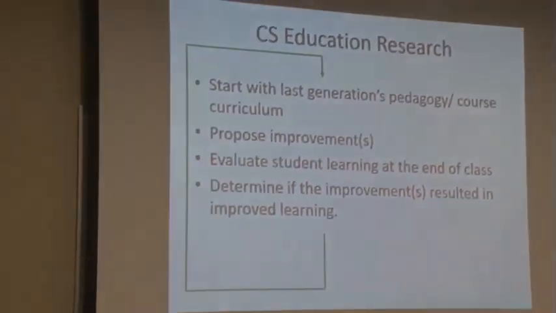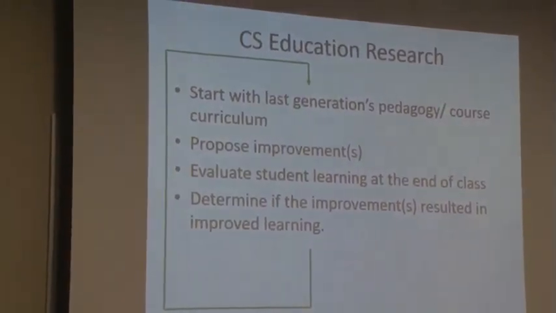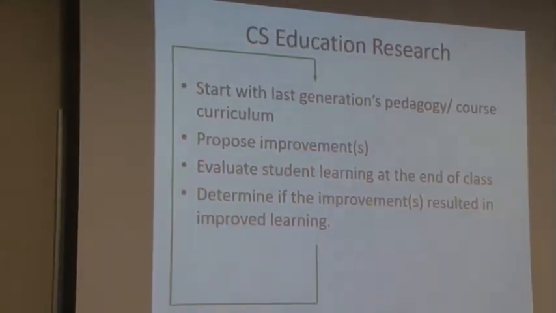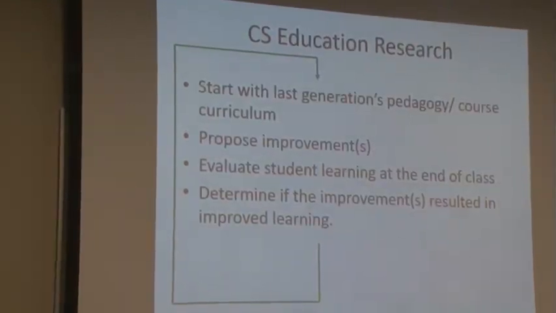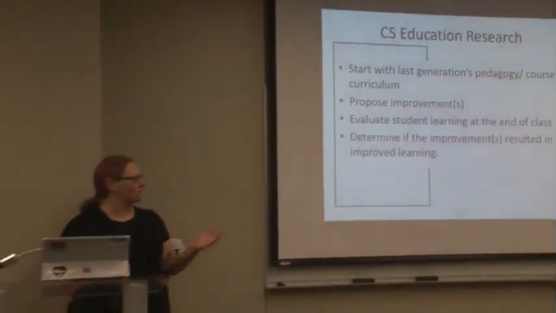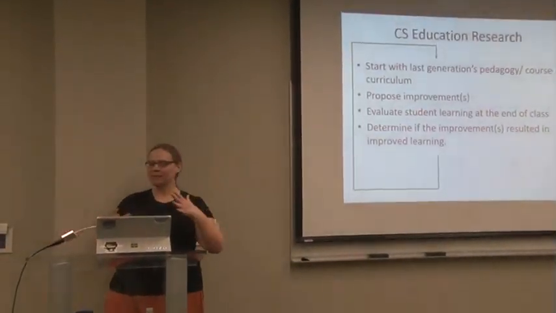So in CS education, and in education research in general, it's an iterative process. We start with whatever the people before us were doing, we come up with some improvement, we evaluate student learning after we've done our improvement, and we try to determine if the improvements resulted in improved learning. And this is really the goal.